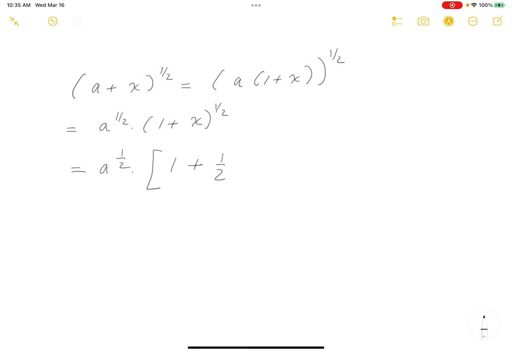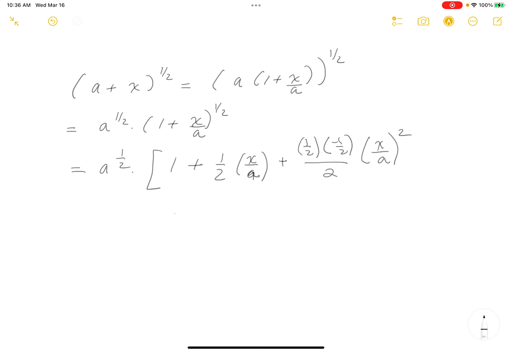Whoops, I made a mistake here. I just noticed it. And I'm glad I noticed it before going forward, because I would not have matched the answer in the key. Okay, next one is going to be 1/2, and then 1 minus 1/2. I'm sorry, 1/2 minus 1, which is -1/2, over 2 factorial, and then x over a squared. We'll simplify these terms, and we'll distribute a to the 1/2 across those terms.